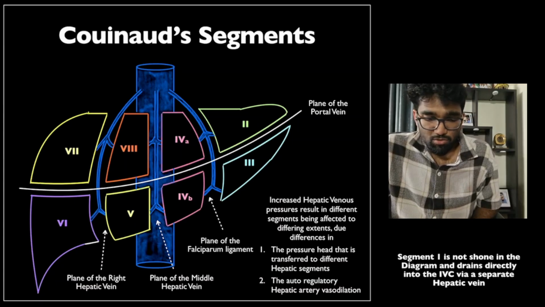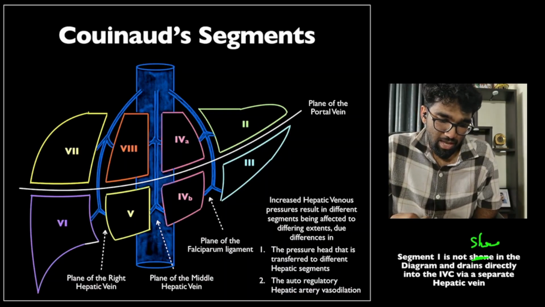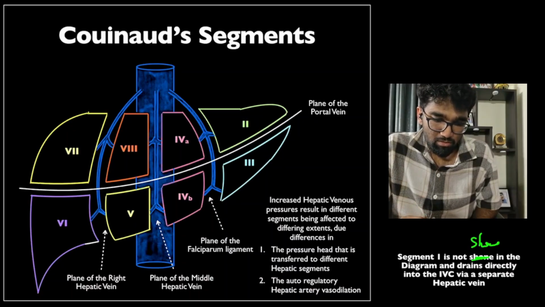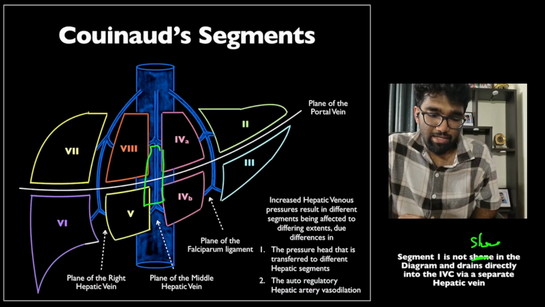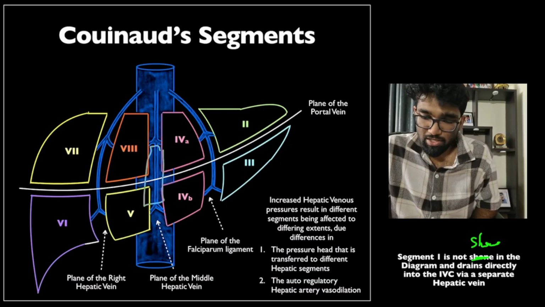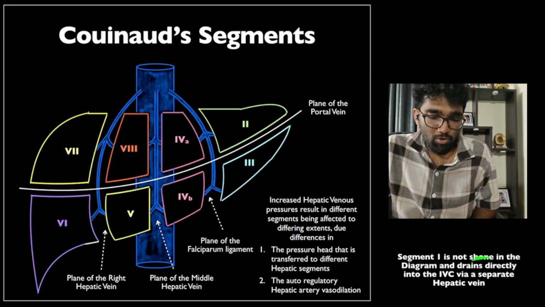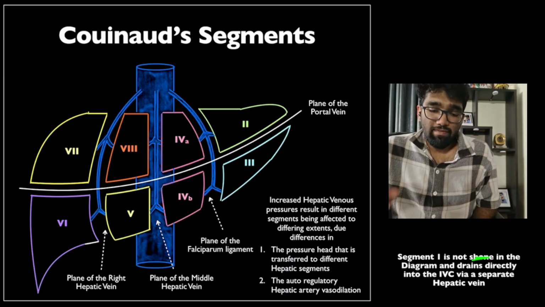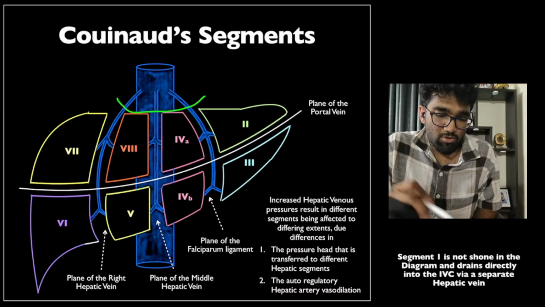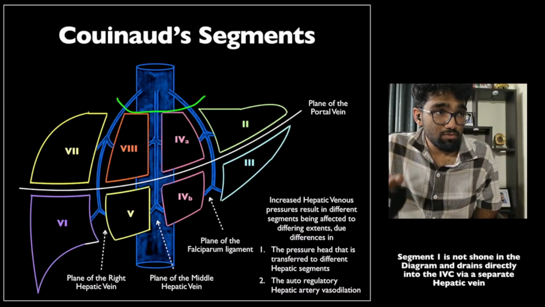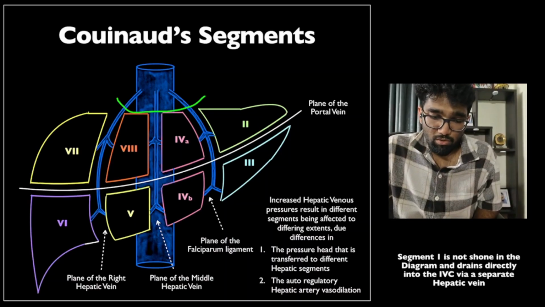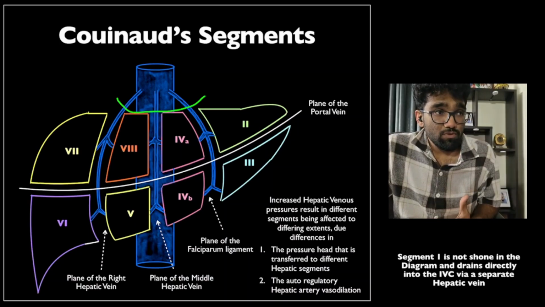Okay, now segment 1 is not shown in this diagram. It's actually located in between your segment 4A and 8, and it drains directly into the IVC by its own separate hepatic vein. So that's important because segment 1 is actually the caudate lobe, and therefore if these veins are obstructed, the caudate lobe is still free to continue to flow into the IVC, and often then starts taking over the function of the liver and then becomes larger in size, as we just see.